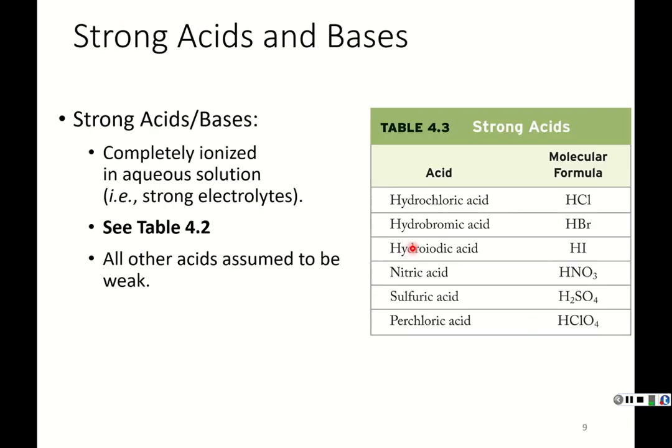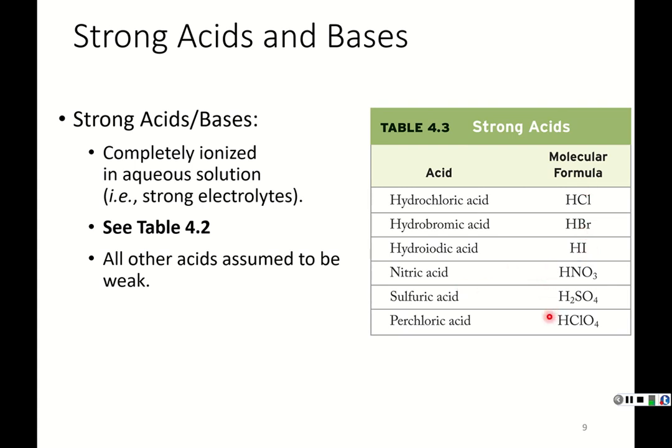Strong acids and strong bases. This is again a review of what we talked about in the first quarter of general chemistry. The definition of strong acid and strong base means they're completely ionized or dissociated in solution, that is, they're strong electrolytes. The strong acids that we need to remember in this class are the halogens, except for fluorine, when they're combined with hydrogen. So hydrochloric acid, hydrobromic acid, hydroiodic acid.